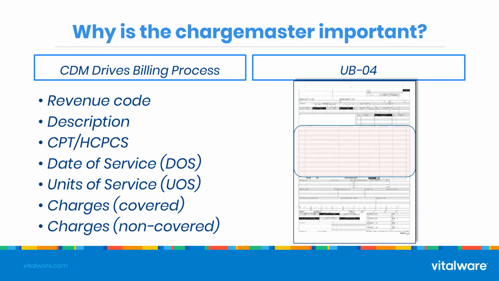So if someone had 2 chest x-rays on the same day, you'll see a unit of 2. If they received 4 milligrams of Zofran, J2405 will show on the UB with a unit of 4 next to it. And also of note, you will see all charges on this claim form, including those that are covered and those that are not. So there is a section on here for non-covered charges.